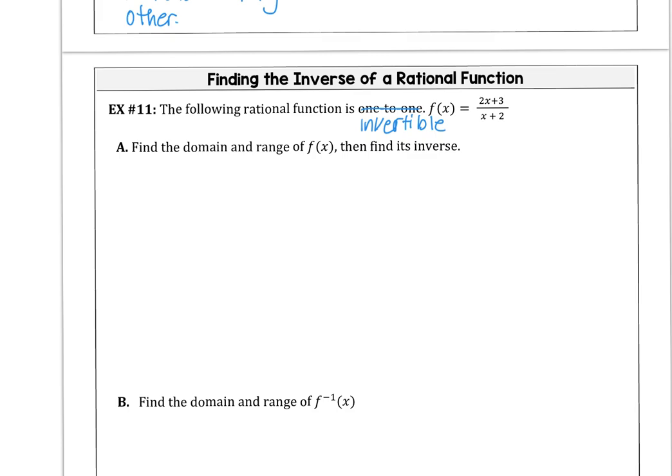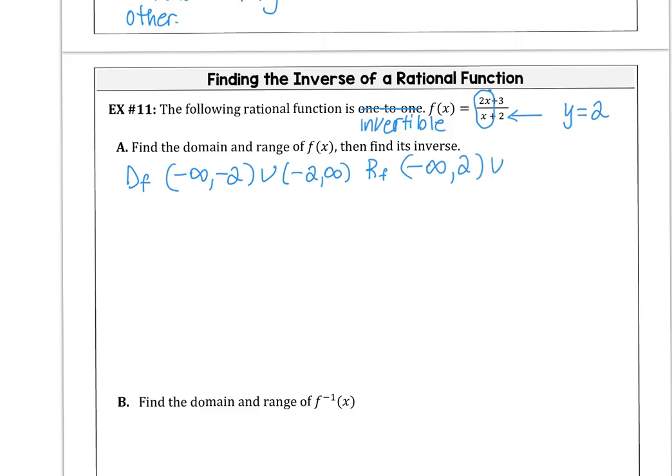Find the domain and range of f and then find its inverse. The domain of f is going to have a vertical asymptote at negative 2. So all reals except negative 2 for our domain. And the range of f is going to have to skip over the horizontal asymptote. That looks like y equals 2 is our horizontal asymptote. So skipping over positive 2 is going to be the range.